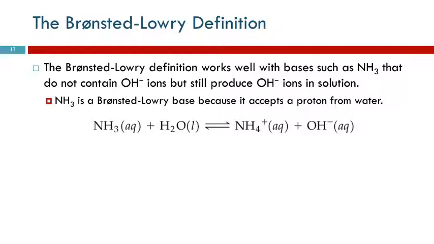When we look at a substance like ammonia, NH3, when we put NH3 in water, the water donates a proton to the NH3, and we get ammonium ion. So here we have ammonia and ammonium. And when water donates a proton, what's left? Hydroxide ion. Ammonia is a base. It produces hydroxide ion in solution, but we can't see that from its formula.